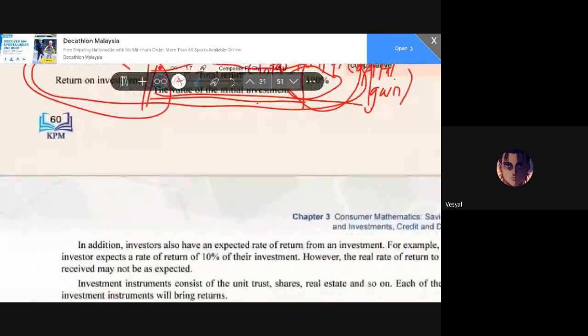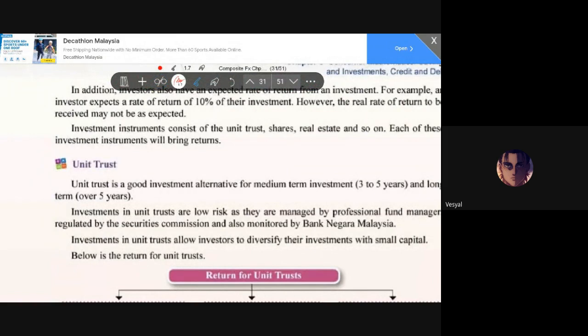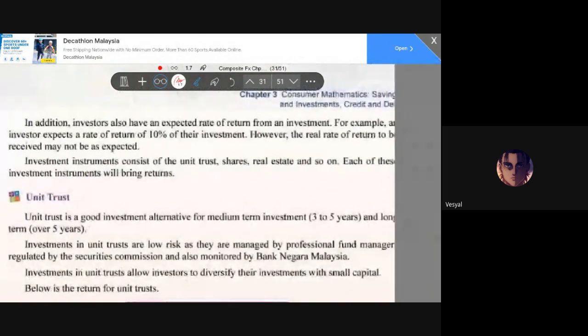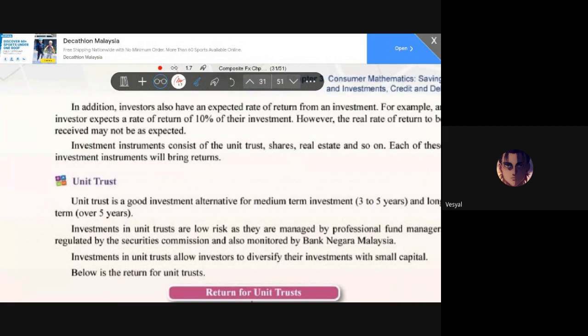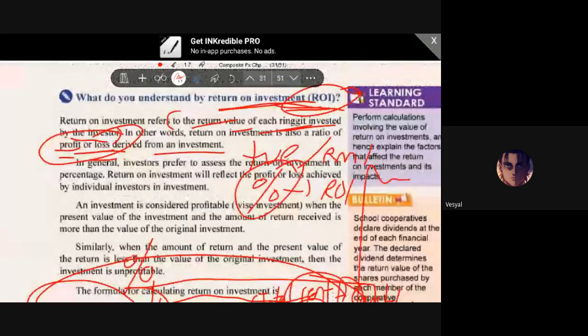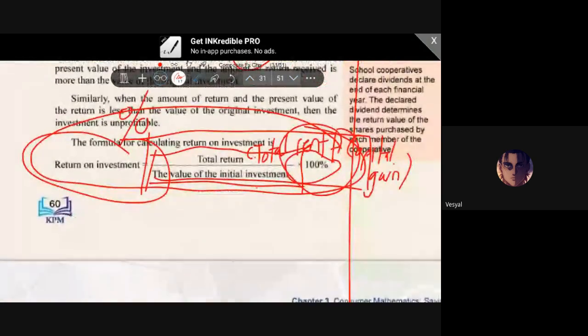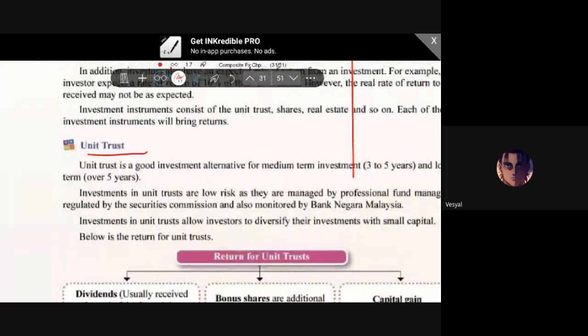So next, unit trust. So let me see. In addition, investors also, let me see if this is important or not. Yeah, no need. We go straight to unit trust. So unit trust is a good investment, 3 to 5 years usually. So it's 3 to 5 years, and long term is over 5 years. So they are low risk. So this is one key thing.